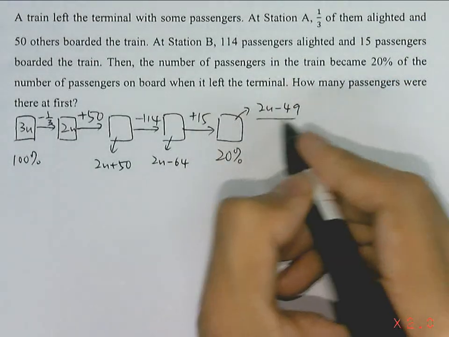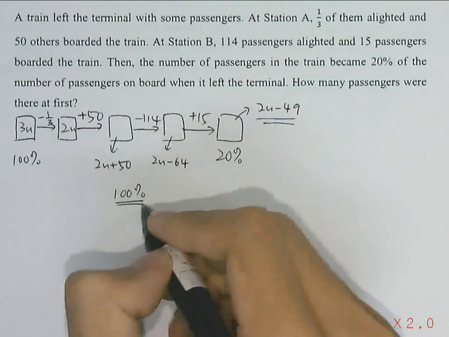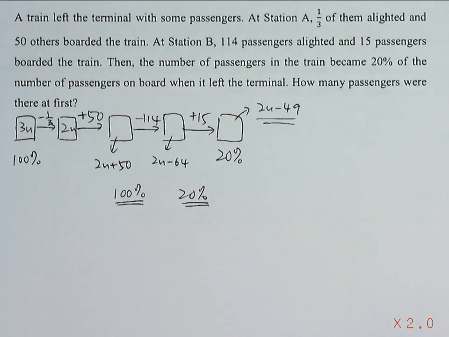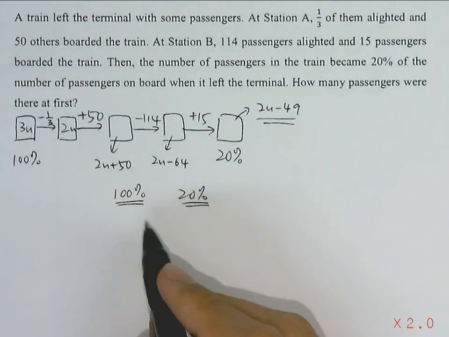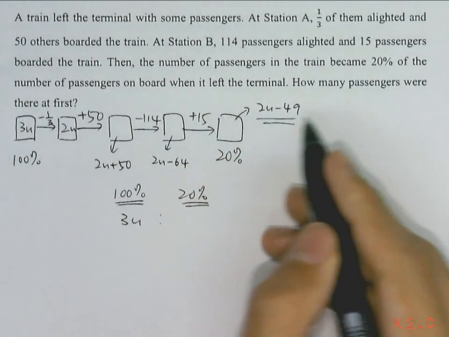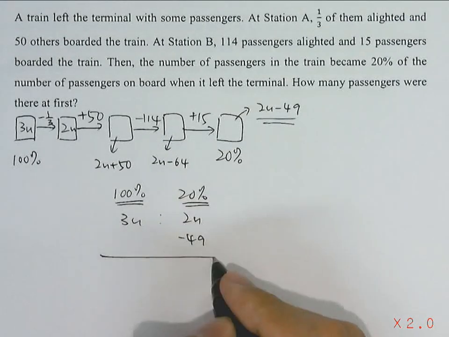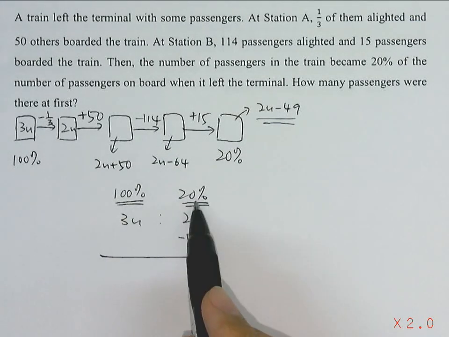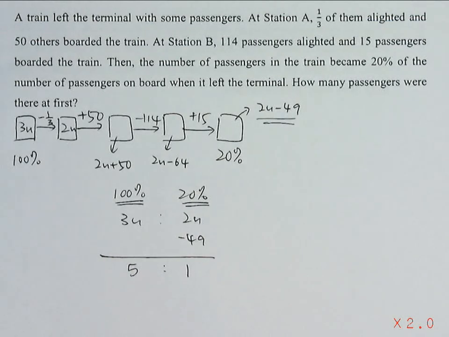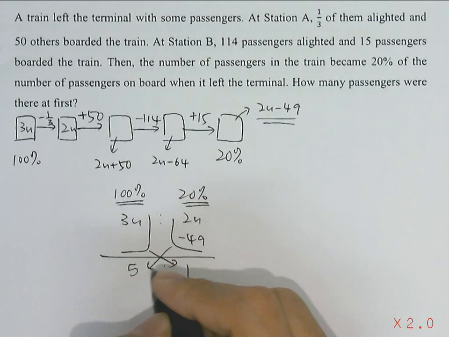Alright? So something to note, that at the start, the number of passengers was 100%, while at the end, it was 20%, sorry. So at the start, the number of passengers was 3 units, and at the end, the number of passengers was 2 units minus 49. If you notice, 100% to 20% is in a ratio of 5 to 1. So at this point, we may do our cross multiplication.